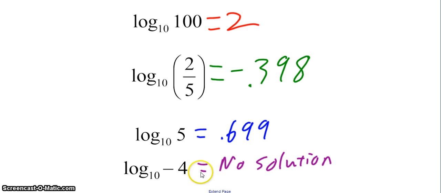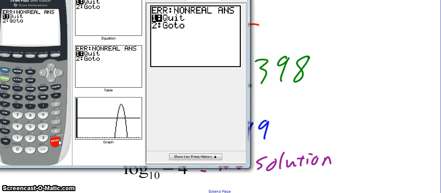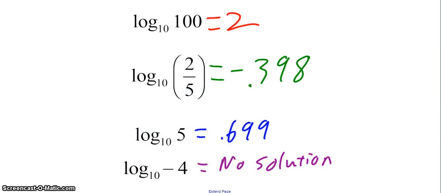And then log base 10 of negative 4. If you type that into your calculator, log negative 4, you get non-real answer. And that's because, why? Because this is outside of the domain of the log function. Remember, our domain was 0 to infinity.